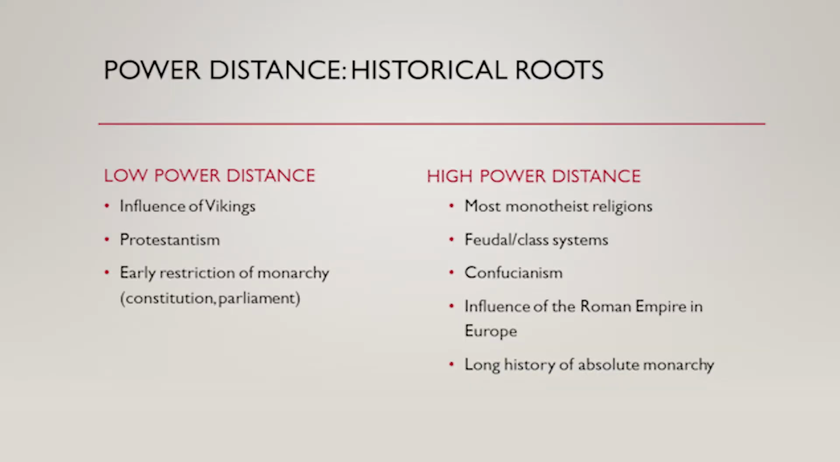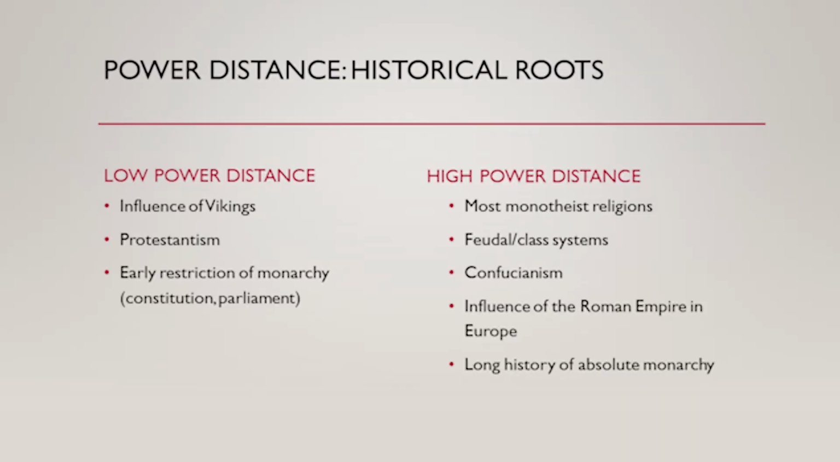At the same time, there are only a few exceptions that helped shape a more egalitarian view of power. And these things were, as we've talked about, the influence of Vikings. I mentioned that the Vikings established one of the earliest democracies in the world. Another thing was Protestantism. Again, it was a branch of Christianity, but it was way more down to earth and less about obedience and more about individual happiness and freedom, compared, for example, to Catholic Church or Orthodoxy. And the last thing was the early restriction on the absolute monarchies.